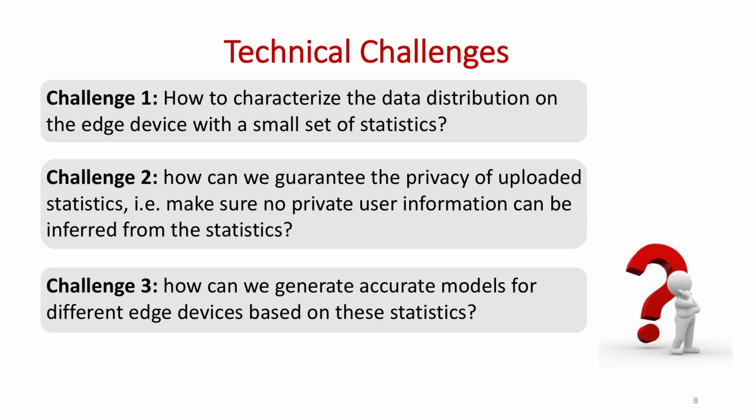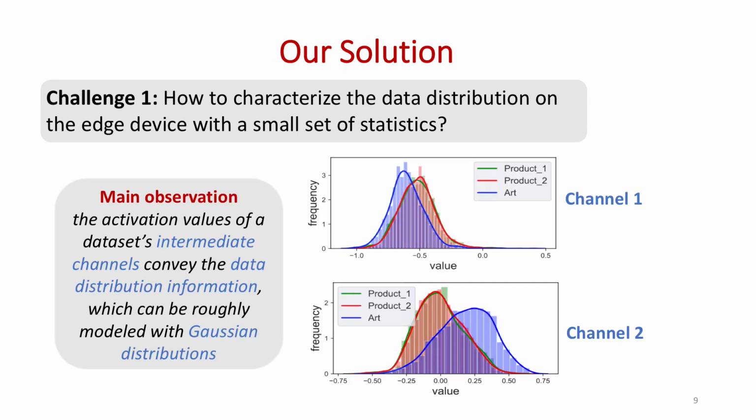During the pipeline, we face three technical challenges. The first challenge is how to characterize the data distribution on the edge device with a small set of statistics. We address this challenge based on a main observation. The activation values of a dataset's intermediate channels convey the data distribution information, which can be roughly modeled with Gaussian distributions. Inspired by this, we extract the channel-wise statistics and upload them to the cloud.